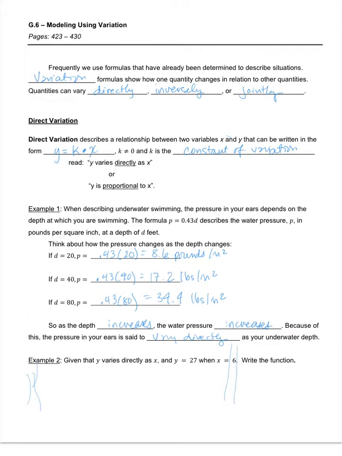In the second example, we see that y varies directly as x, and y equals 27 when x equals 6. So we can write the function in general form, and we can substitute in what we know. Y is 27. We don't know the constant of variation k, but we know x is 6. So we can easily solve for k, and we get k to be 4.5. Then to write the function, we just substitute in the k we just found, 4.5, and this would be the function.